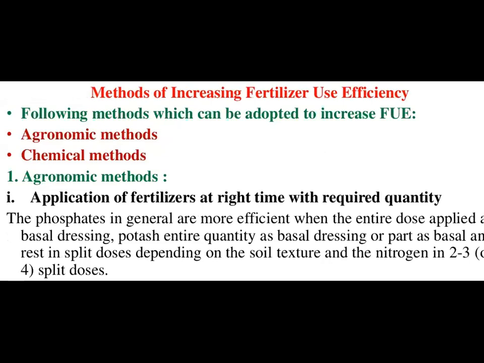Phosphates are more efficient when the entire dose is applied as basal dressing. The entire quantity of potash is also applied as a basal dose, and nitrogen is applied in split doses, that is 2 to 3 doses.